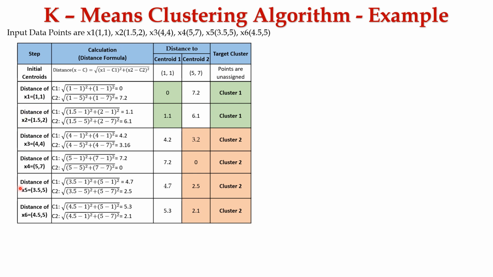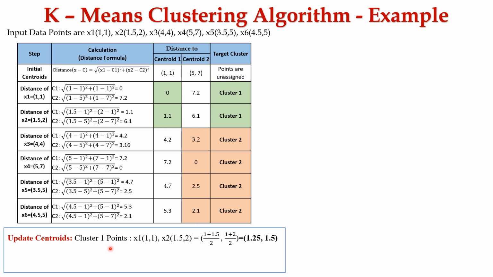Since all the data points have been assigned to the target clusters, now we need to update the cluster centroids. In the first step, to update the cluster centroid, we consider the cluster 1 data points. The cluster 1 data points are x1 and x2. The value of x1 is (1, 1) and the value of x2 is (1.5, 2). Here, let's consider the first coordinate as x and the second as y.